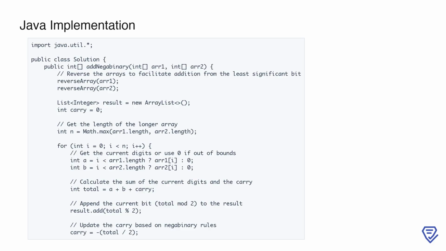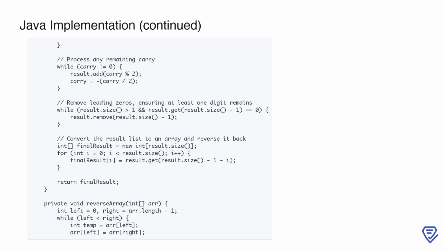Inside the loop, we retrieve the current digits from each array, or use 0 if the index exceeds the array length. We calculate the sum of these digits along with the carry, then append the current bit, which is total % 2, to the result list. Finally, we update the carry based on Negabinary rules, which differ from standard binary addition, as the carry is calculated as -(total/2).